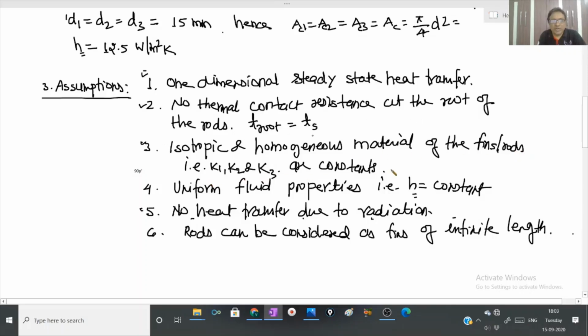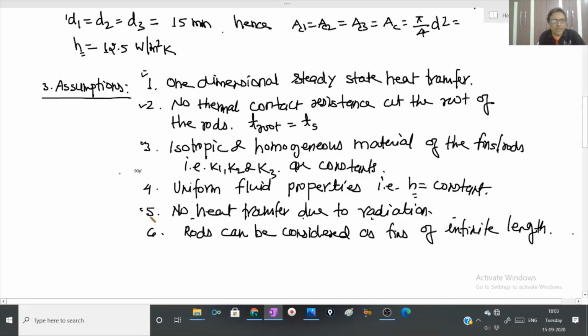Assumption number 3, isotropic and homogeneous material of the fins or rods, that is K1, K2 and K3 are constant. So thermal conductivities of these rods will be same everywhere. Assumption number 4, uniform fluid properties. So surrounding fluid will have convective heat transfer coefficient value h everywhere.